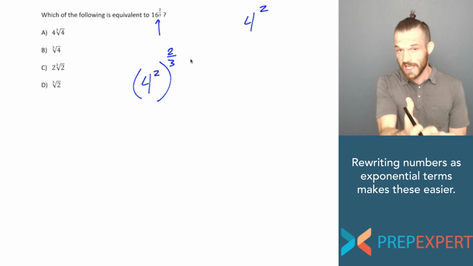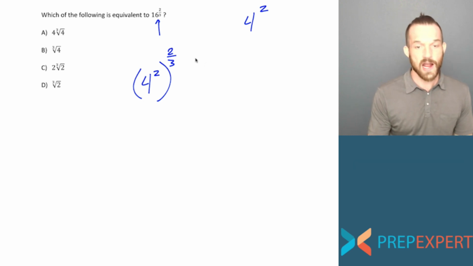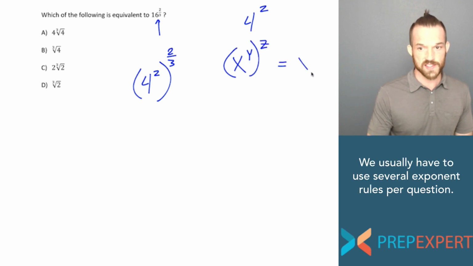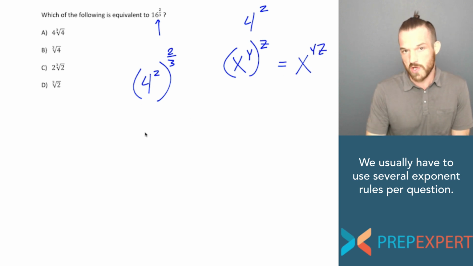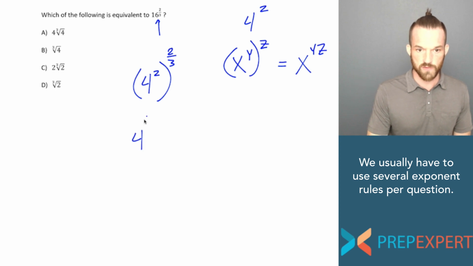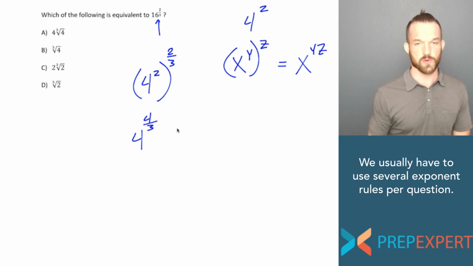Cool. Now that should begin to lead us toward the answer, right? I already see that I can apply my exponent rule that said if x to the y is taken to the z, that's the same as x to the y times z, right? That's what we have here. So I can just multiply those two exponents. 2 times 2/3 would be 4/3. What I've really got is 4 to the 4/3.